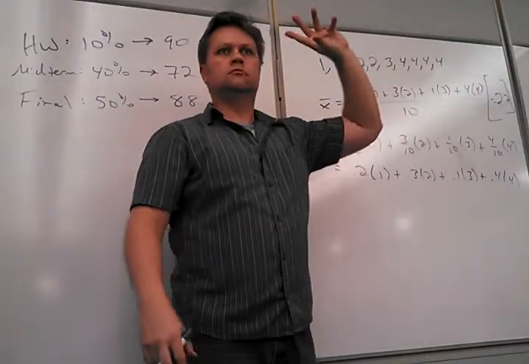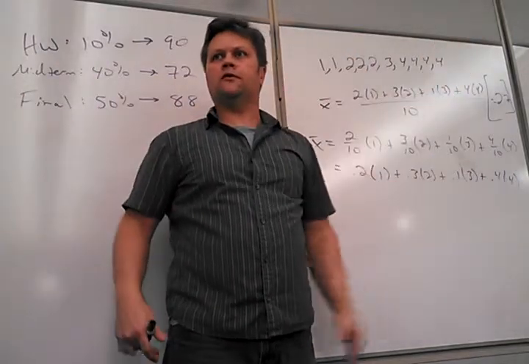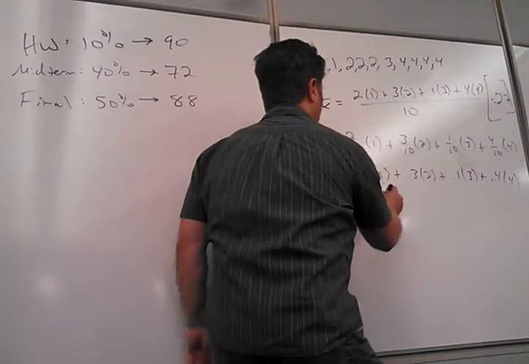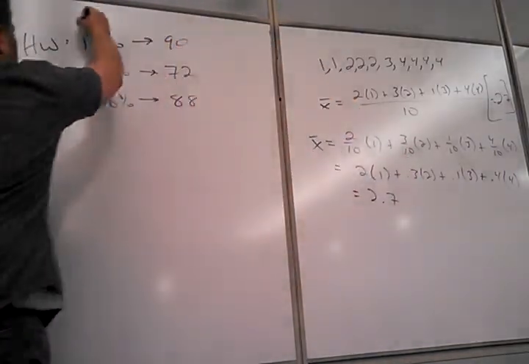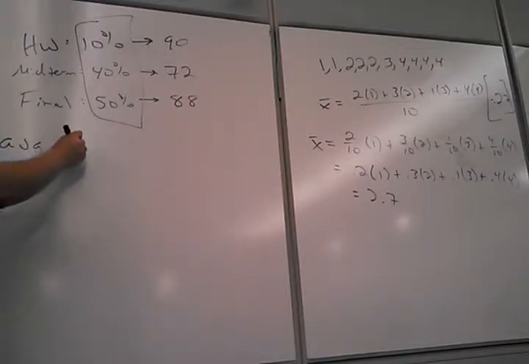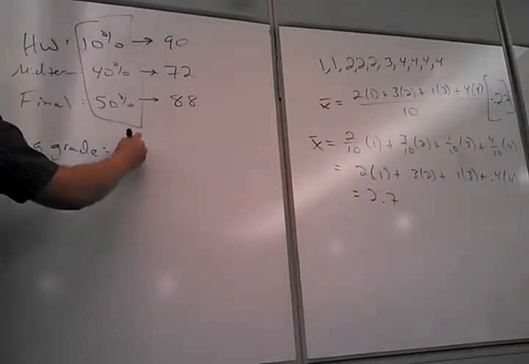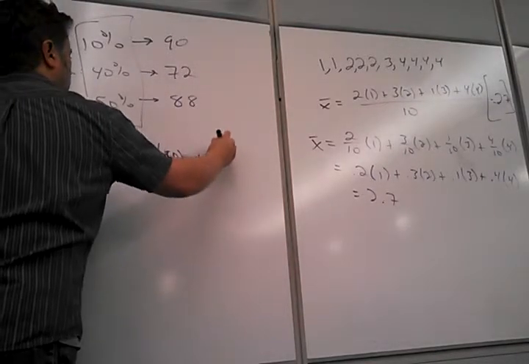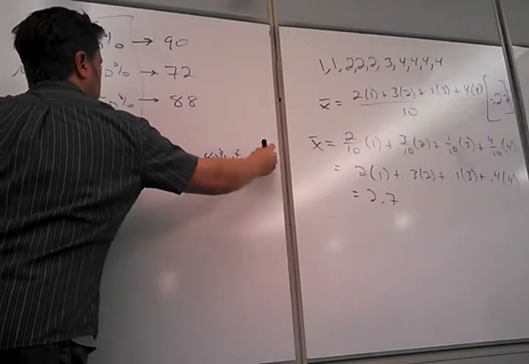Some of you guys probably already know how to do this. Hopefully, you know how to do this. It would really help you when you're taking this kind of class. If I wanted to find the average of these numbers here: 1, 2, 3, 4, 5, 6, 7, 8, 9, 10.